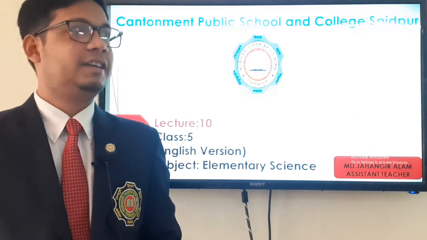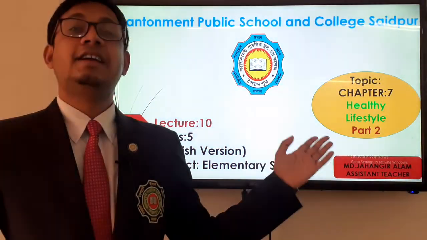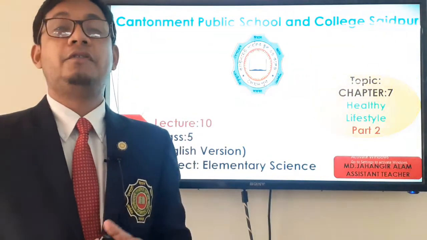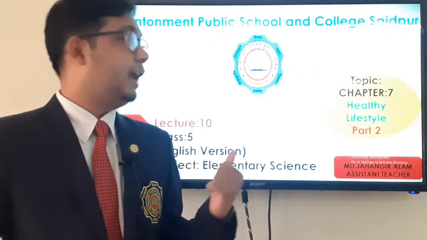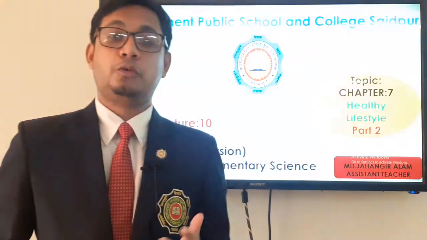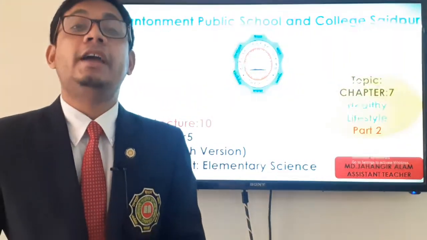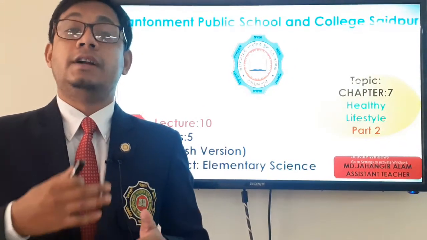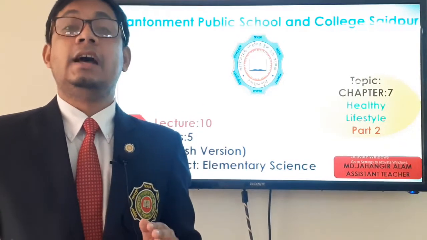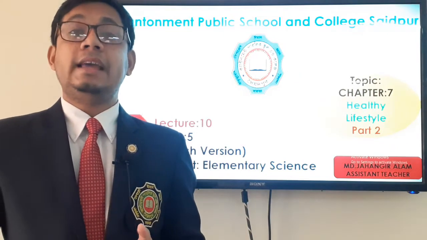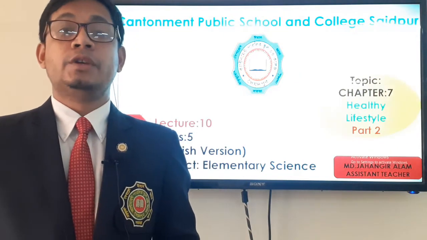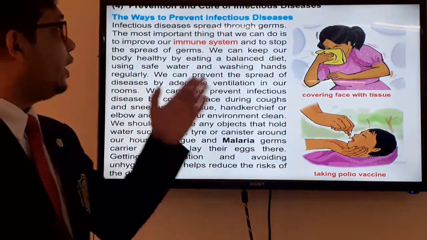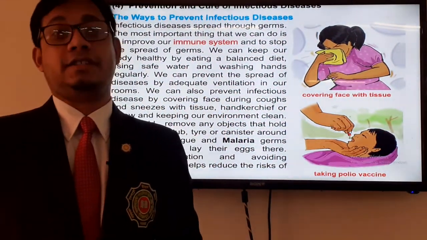Our today's topic is chapter 7, healthy lifestyle, part 2. In my previous class, I discussed healthy lifestyle, part 1, which covered the definition of airborne disease, waterborne disease, different sources of diseases, contact disease, and the diseases transmitted by insects and animals. Today we will be discussing the ways to prevent infectious diseases.